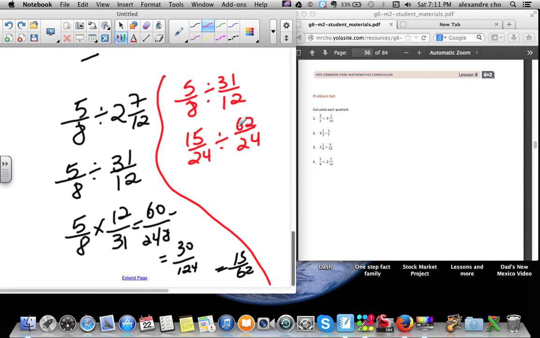Wow, this one is much easier doing it this way. Both denominators are the same, so as I mentioned, you can cross them out because we're talking about the same units. And 15 divided by 62 is simply 15 over 62, which you can't simplify anymore. Okay, and I think that was that. Well, it isn't that bad.